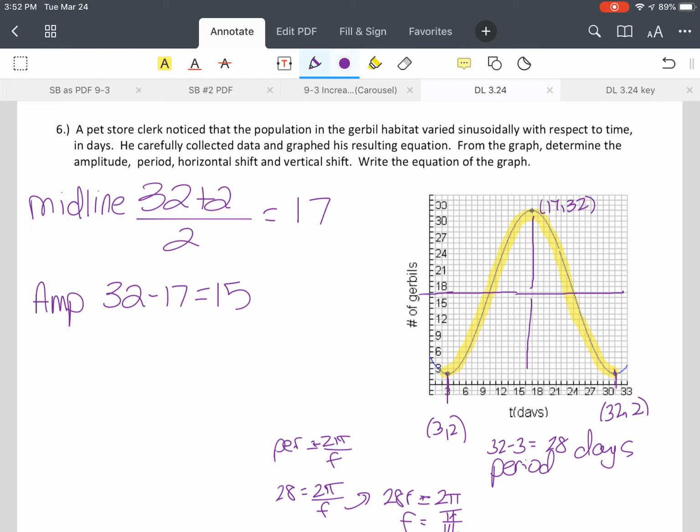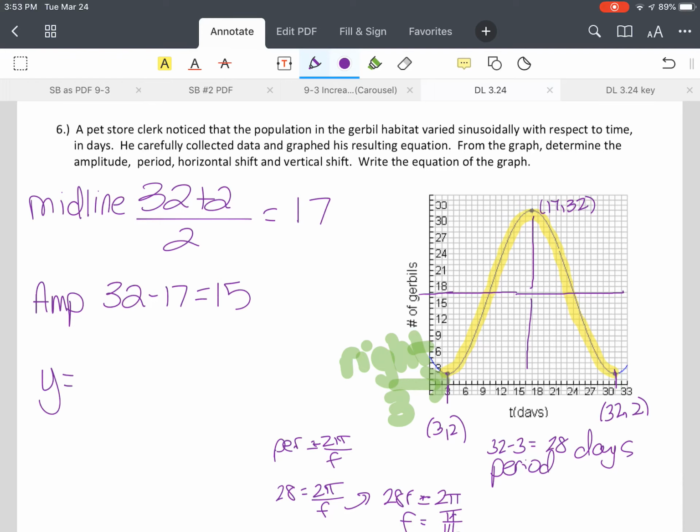Okay, I think we have almost everything we need. Let's talk about any shifts. Well, we have a shift right here. It shifted to the right 3. I think we're ready to write our equation.